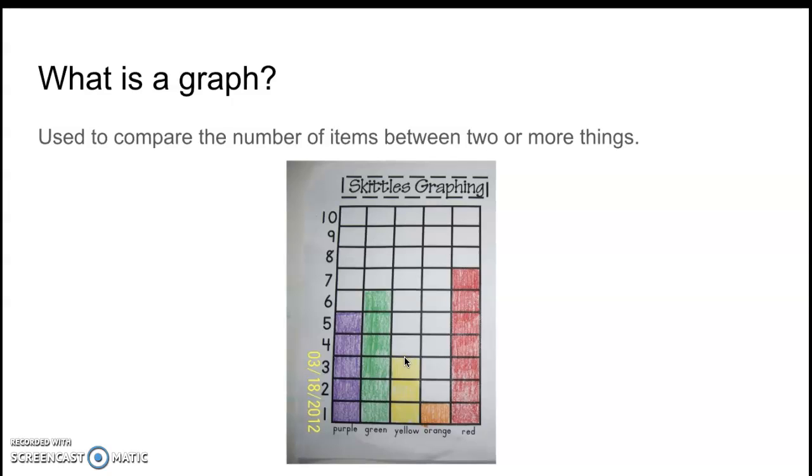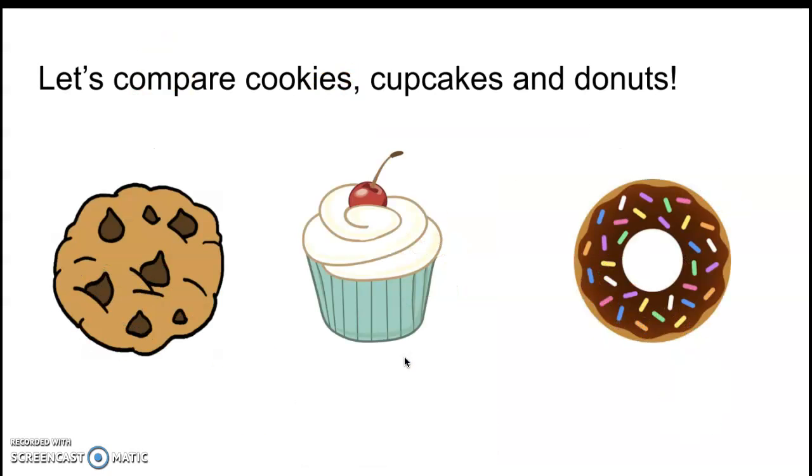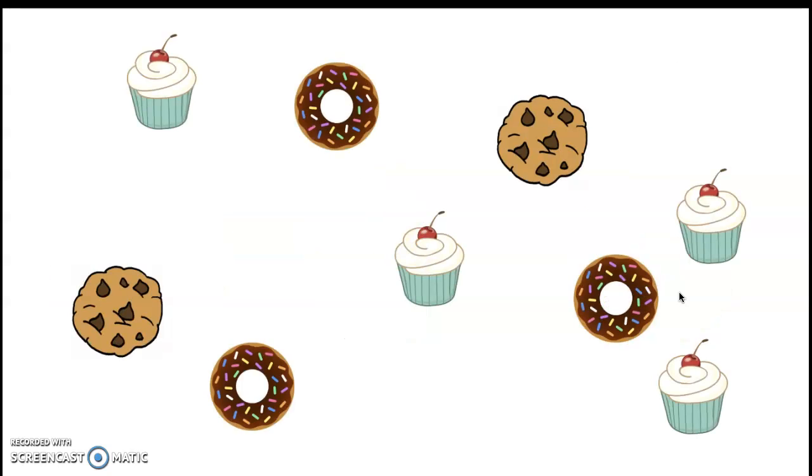So we're going to be working on bar graphs today with information that we've gathered about the weather in May. Let's do an example together on something different. Let's think about comparing cookies, cupcakes, and donuts. So I went to the store and I saw all these yummy looking treats and I bought them. So this is my data or my information. This is what I have.